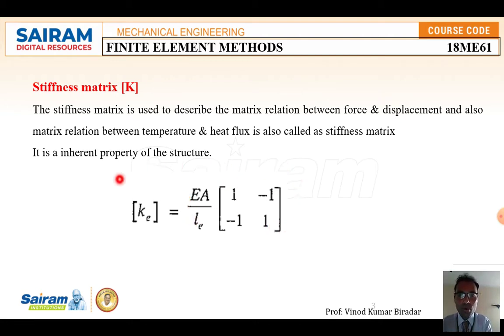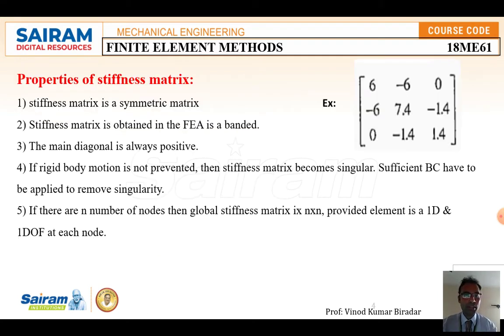How we got this equation, we already derived, using two methods: the minimum potential energy method and the direct method. Here K stands for stiffness matrix and e stands for the element number. You have to remember this formula. Coming to the properties, this question is also important. They may ask you a 4-mark question: what is the stiffness matrix and what are its properties?